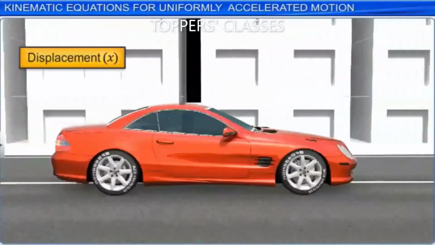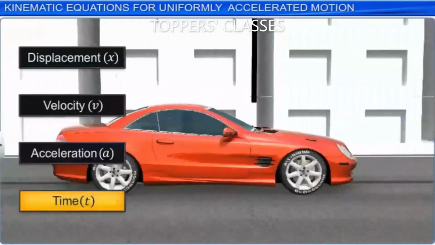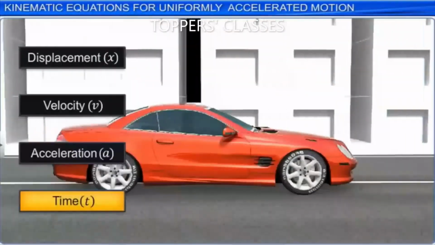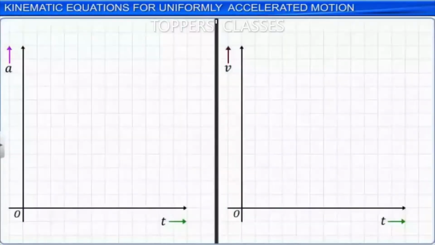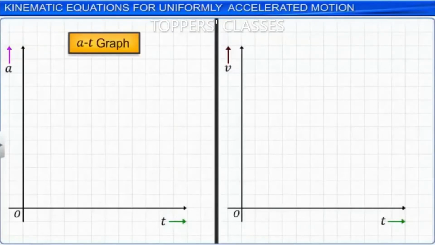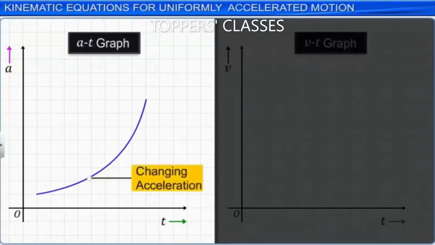Displacement x, velocity v, acceleration a, and time t are related. Let's derive how each term is related to the other. Before deriving the kinematic equations, we have to learn about a, t, and vt graphs. You know that acceleration can change with time and the position of the body. Here, we will deal with bodies moving with constant acceleration.